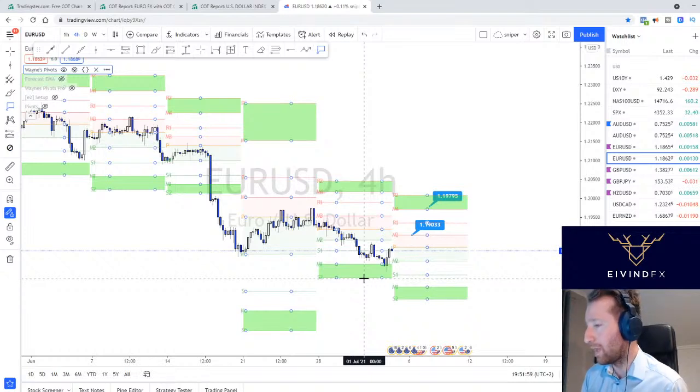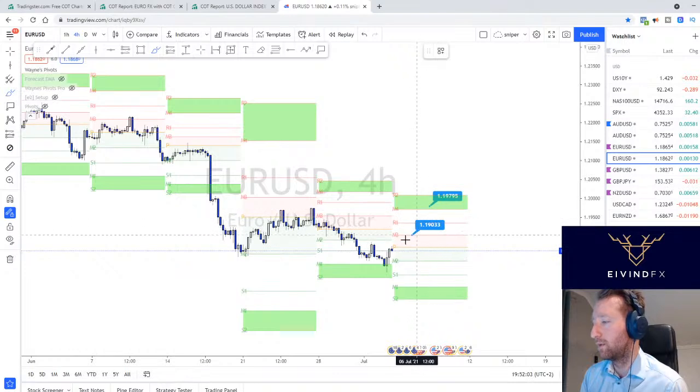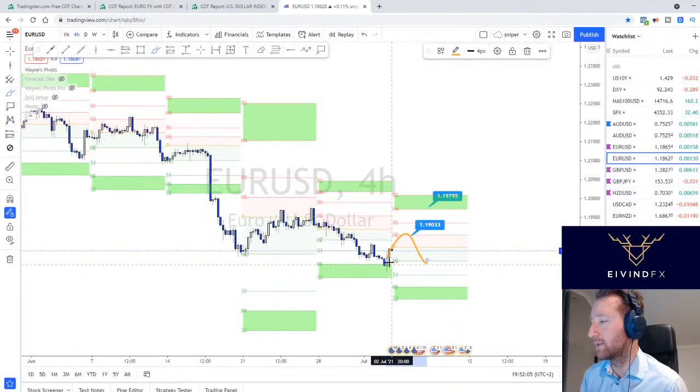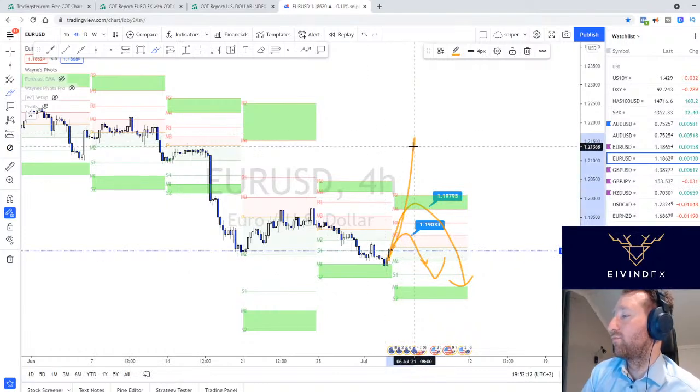So how do you plan out this week? As a seller on euro, this is where you would look to sell, and this is where you would look to sell. I don't know if that's going to happen. It might go straight up, for that matter. It doesn't need to. Okay?